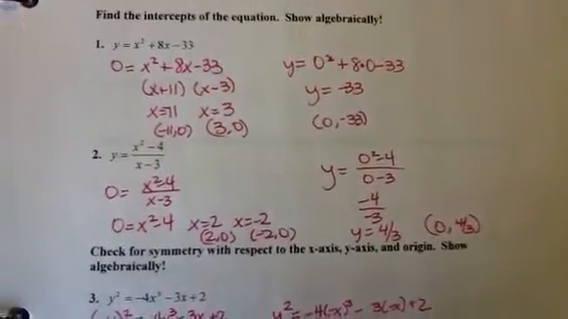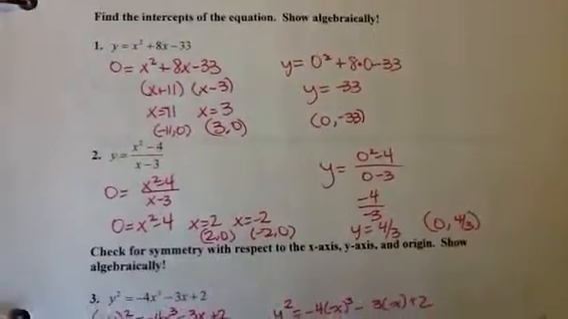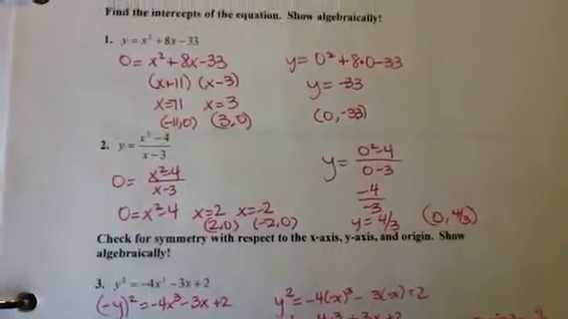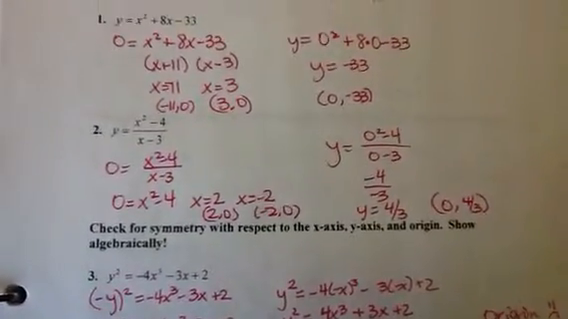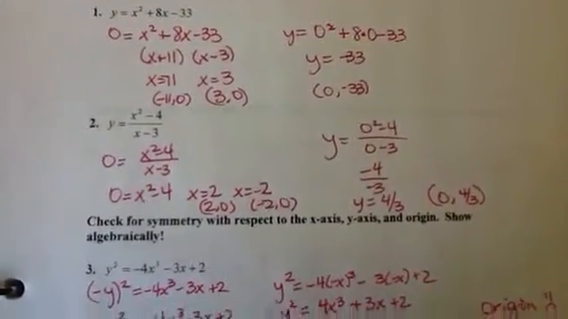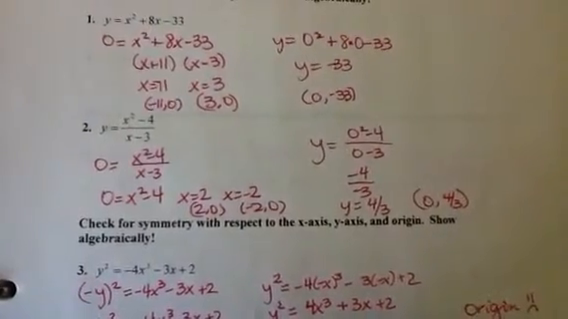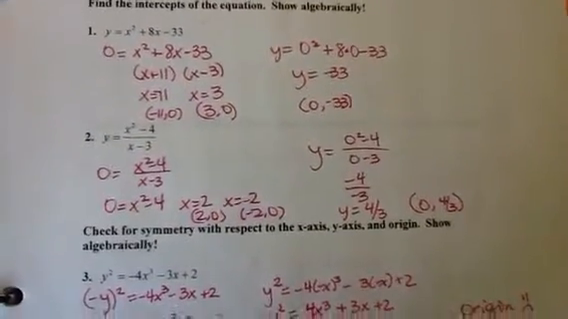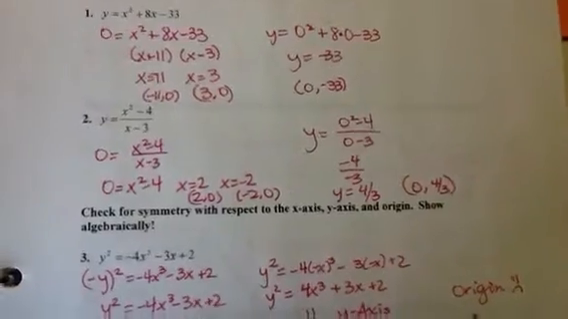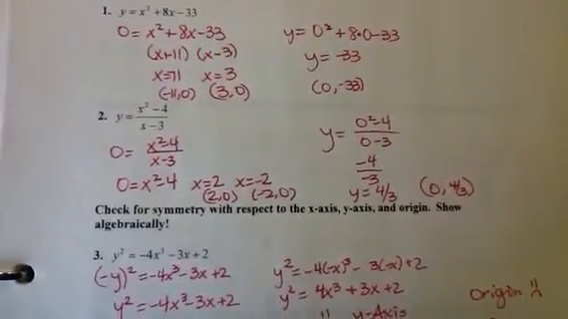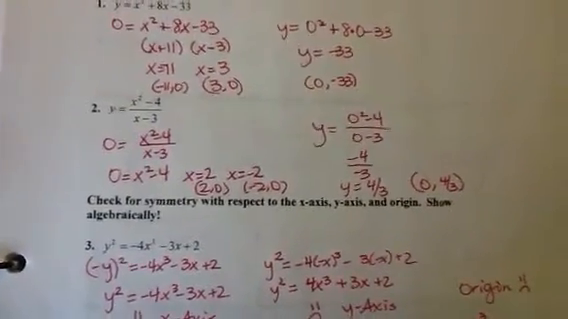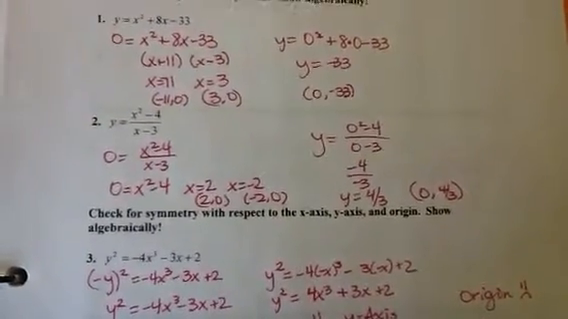Number 1, I would set it equal to 0, so I would say y is 0. To find my x-intercepts, I would factor or use the quadratic formula, and that's how I got negative 11, 0, and 3, 0. I would put 0 in for x then to find my y-intercept, and I solve, and I get negative 33, so 0, negative 33. Yes, you must write them as ordered pairs, or I'll count it wrong.